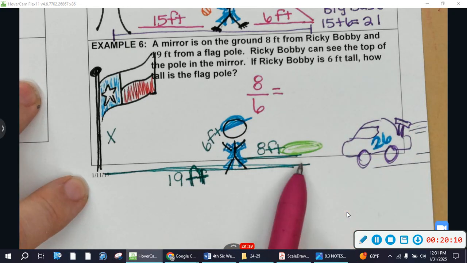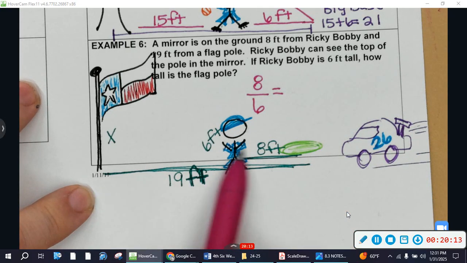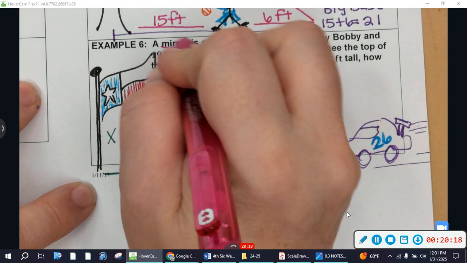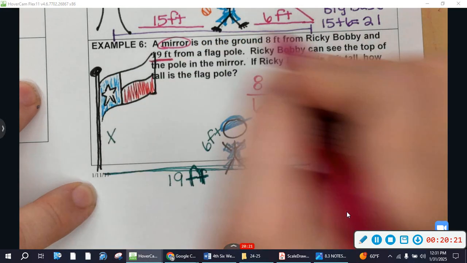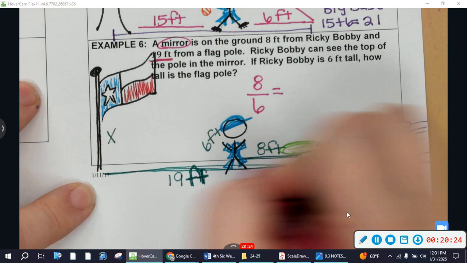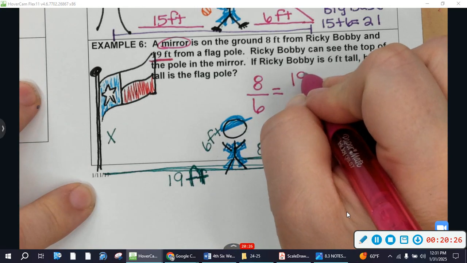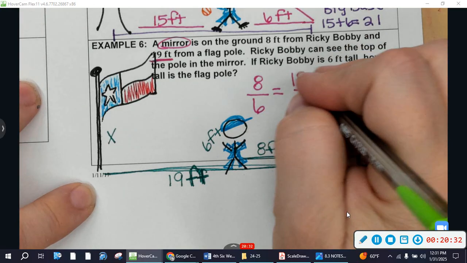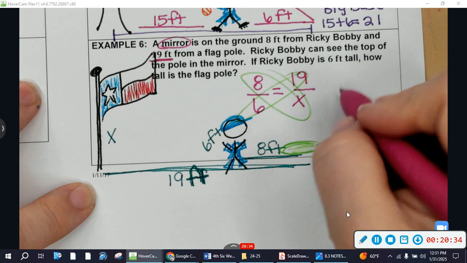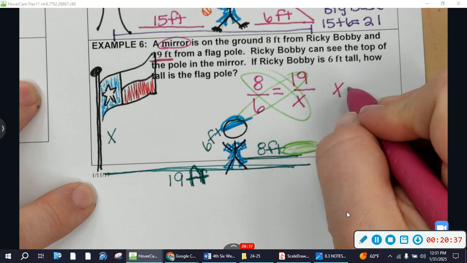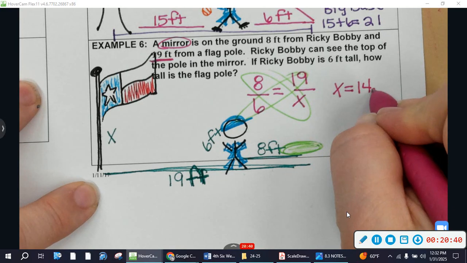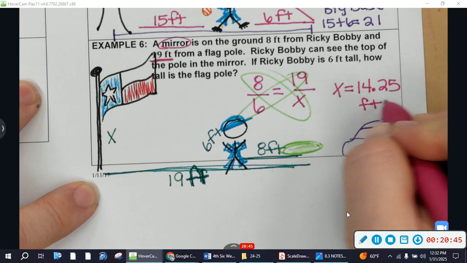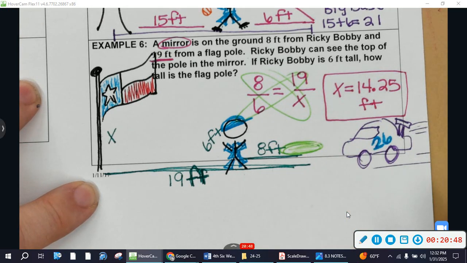Now before, to get the base, we added them together. But the directions this time say that the mirror is 19 feet from the flagpole, so the whole base already is 19. That's why we're not going to add this one together. And we cross multiply, do some fancy math, and calculator should give you 14.25, and it is units of feet.